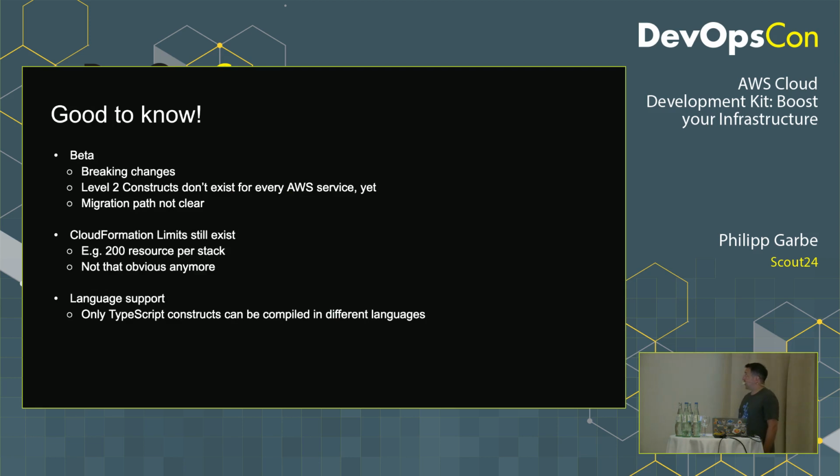Yeah, what I said already, it's still beta. There are breaking changes, and not every AWS service is covered by these level 2 constructs, as there are often a lot of discussions about what makes sense and what doesn't. But I think especially in the container and serverless area, a lot of things are already covered.